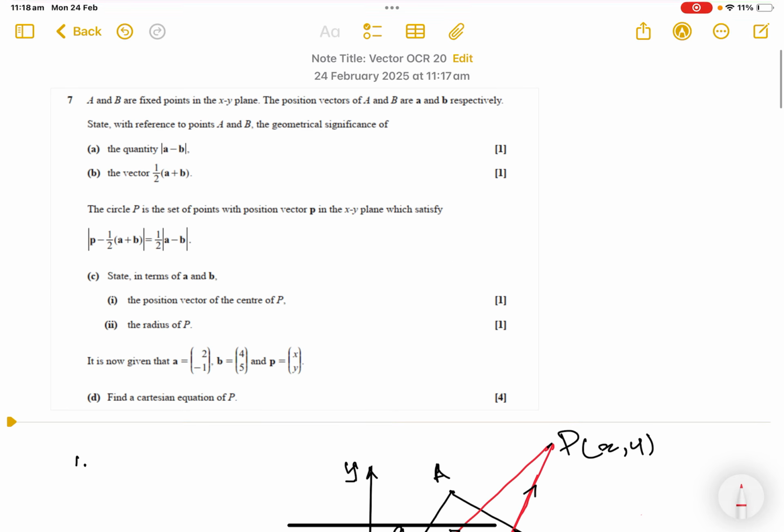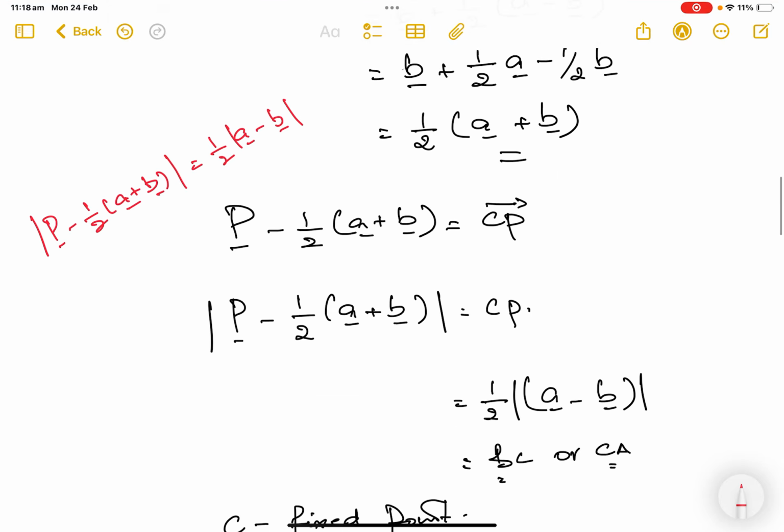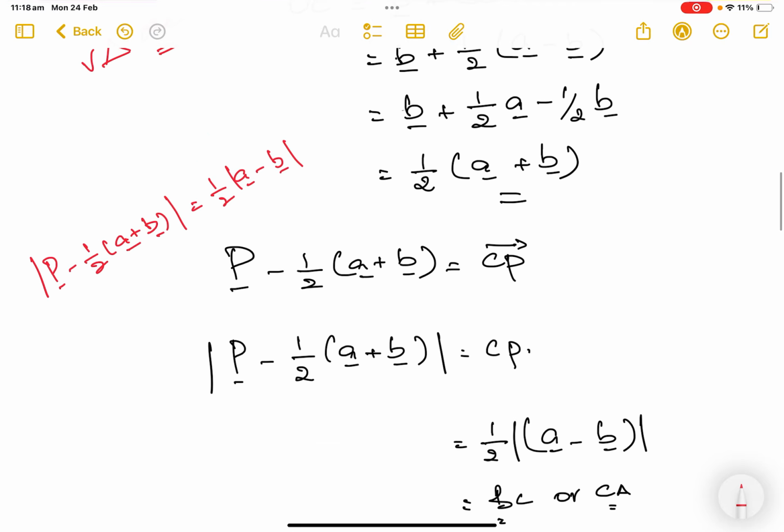Next, we are given the modulus of P minus half A plus B equals half modulus of A minus B. P is a point on the xy plane. So that is what has been given, the condition for a circle.